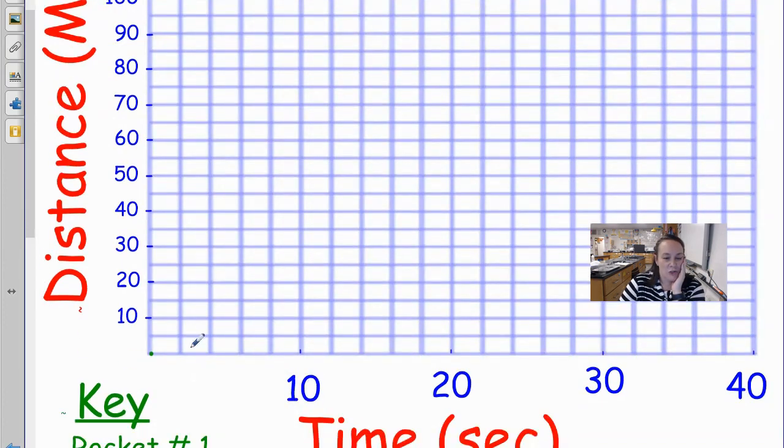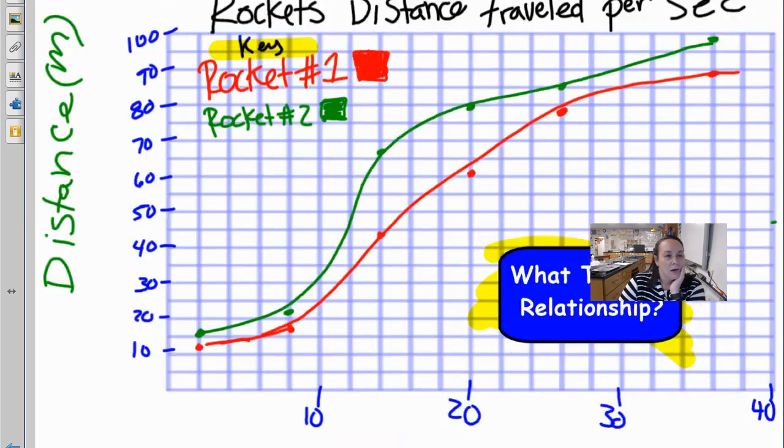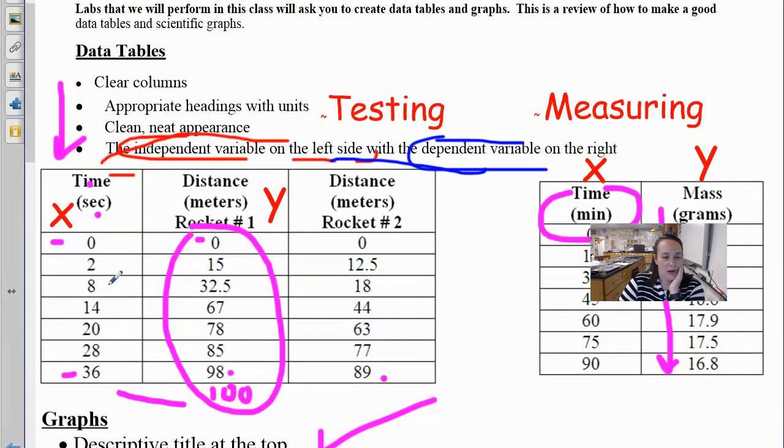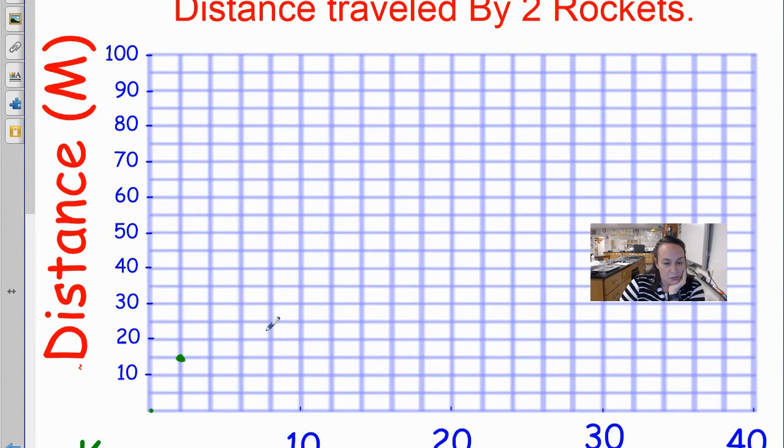So I'm going to go 2 seconds in, because this is 2, 4, 6. So we're going to go 15 meters. I'm going to put a dot here, and I'm doing my green rocket. And then at 8 seconds, it's 32.5 meters. So I'm going to go 8, go up to 32.5. Put a little line there.